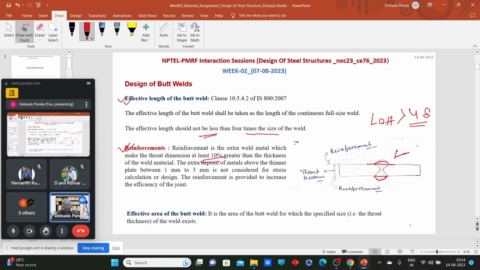This joint will be exposed to the weather. So there will be decomposition of this weld or wash out of this weld deposition. So to maintain that throat thickness throughout its life period, we provide some extra deposits. So the value of 10% is generally provided on the other side.